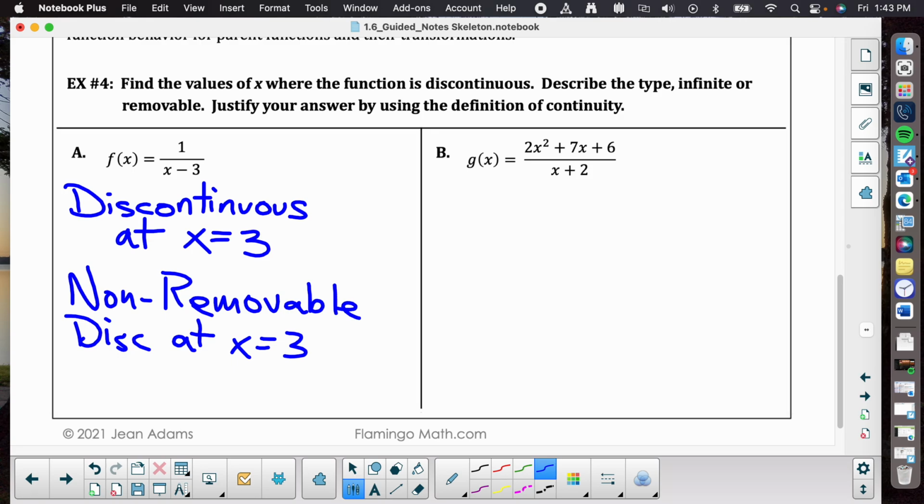A vertical asymptote is a factor that remains in the denominator. A hole is a factor that cancels. So this one stays in the denominator, so it is a vertical asymptote. That would be an infinite discontinuity. Why have we done that? Infinite discontinuity at x equals 3.